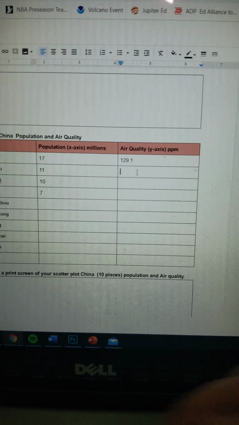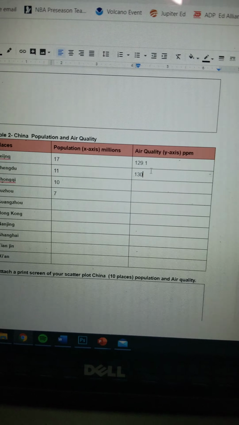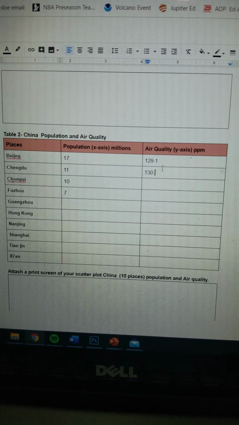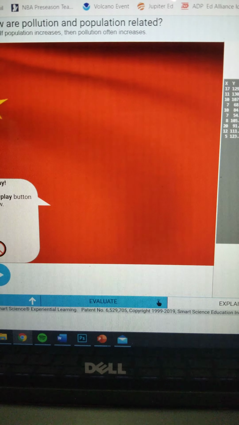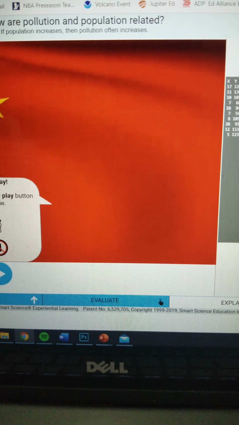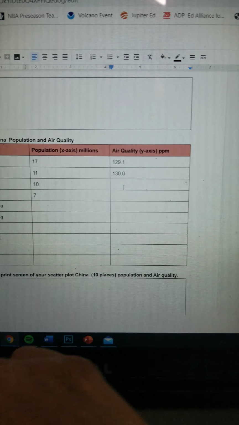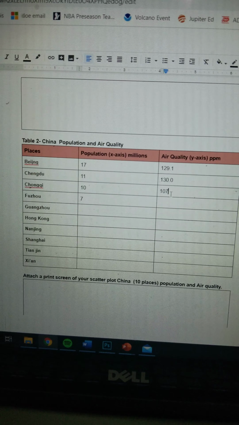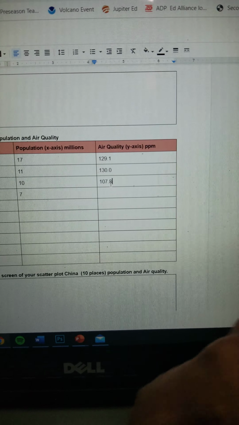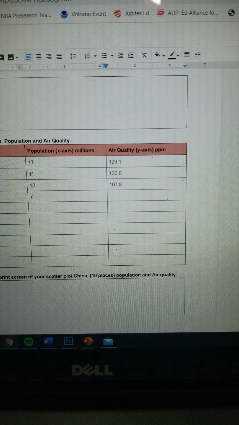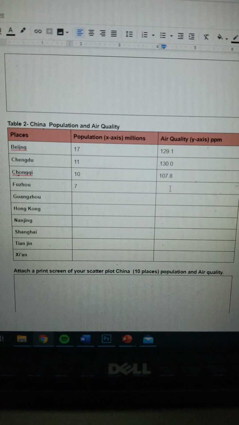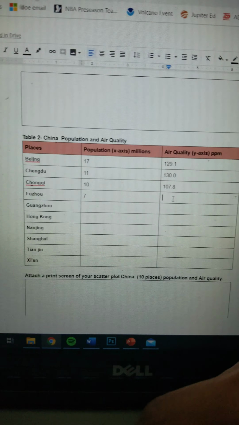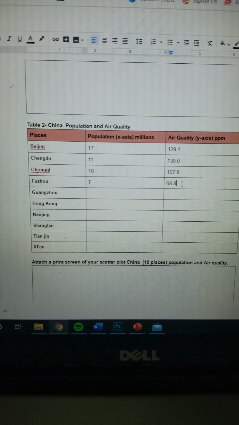Chengdu was 130, but I'm going to write it as 130.0. All your answers need to be to the nearest decimal. 107.8 for Chongqing, which is found in China, and 68.8. If you can see, 68.8 is Fuzhou. And you could do the rest on your own.